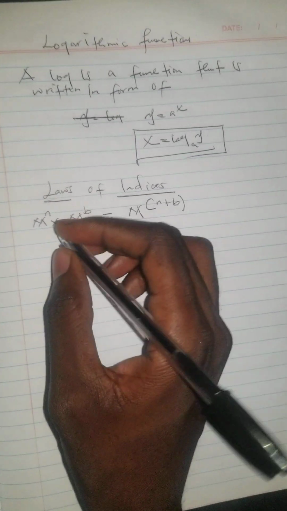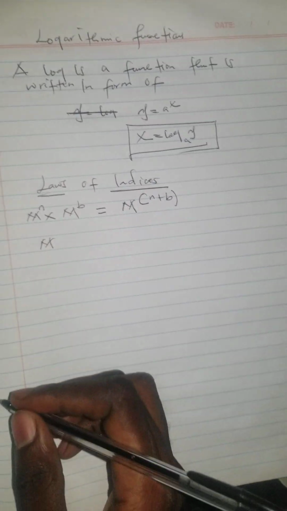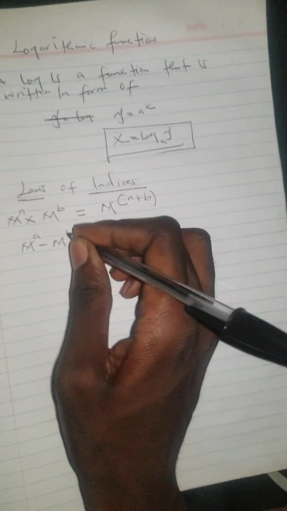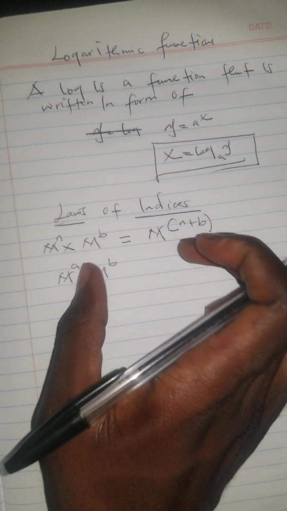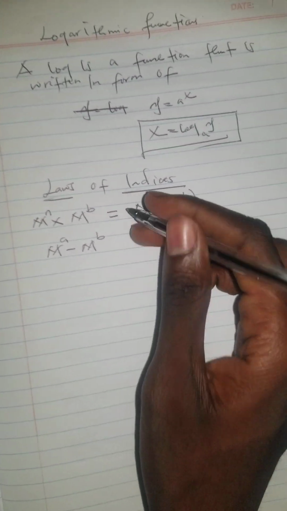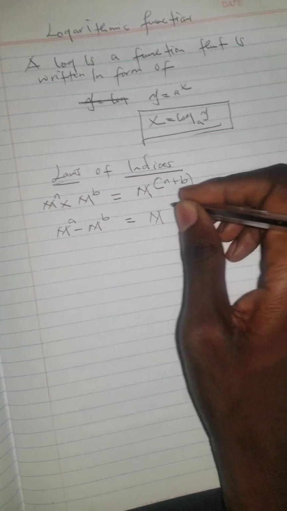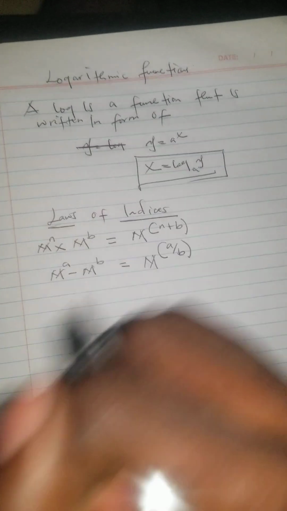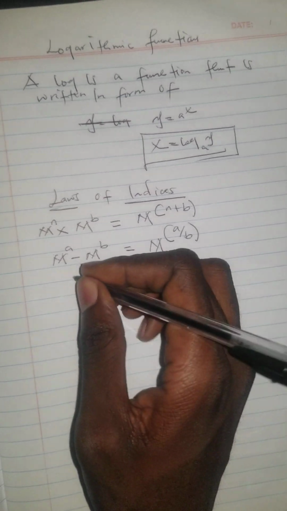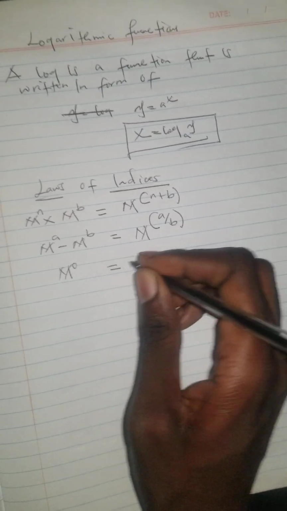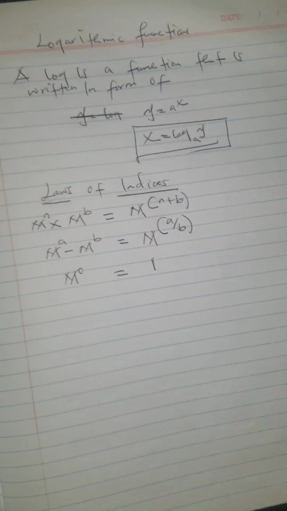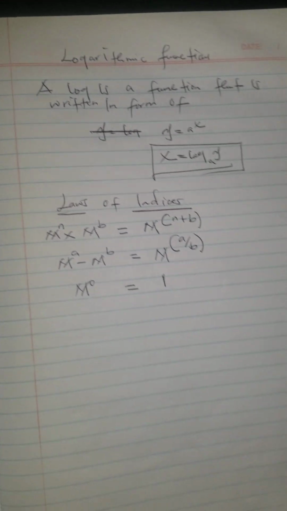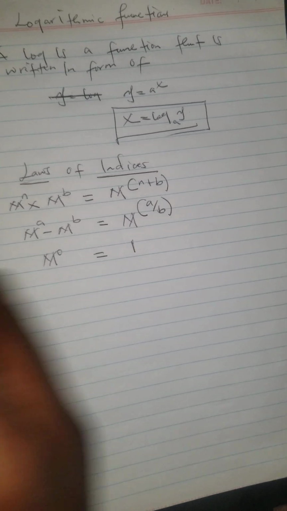Secondly, when you have m to the power a divided by m to the power b, one thing you need to understand is that when it is division and you have the same bases, you subtract the powers. So you're going to have m to the power a minus b. Then again, any number or letter raised to the power 0 is 1. So you need to understand this.